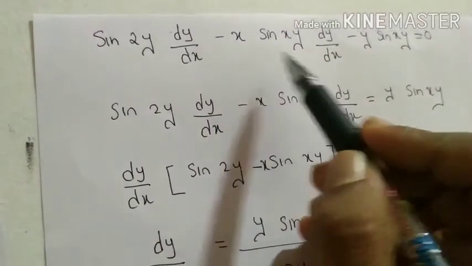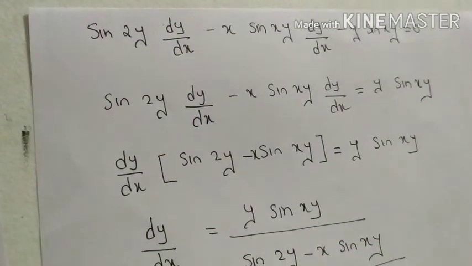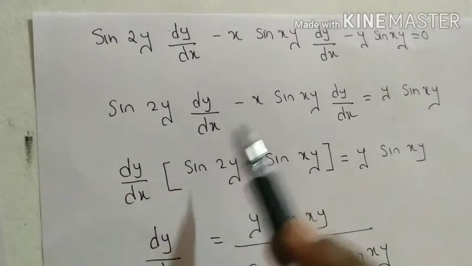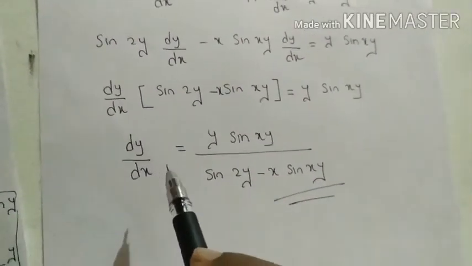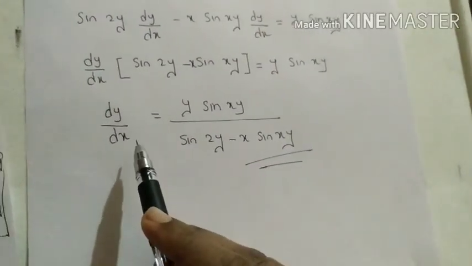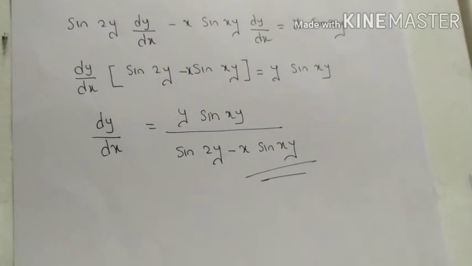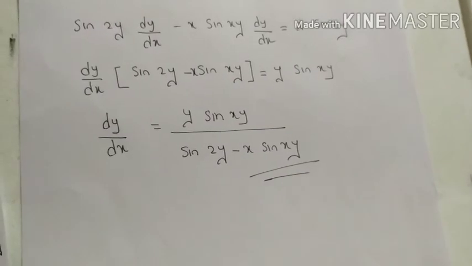These two terms contain dy by dx. So this term I am taking to the right hand side and taking dy by dx common. We get this step, and finally we need to find the derivative dy by dx. This is our final answer.